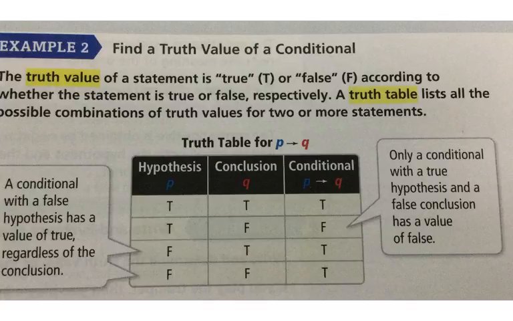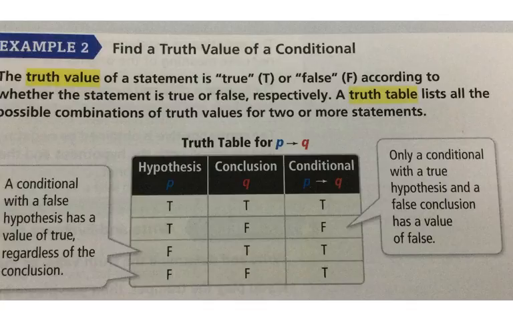Okay? So let's read what they say here. A conditional with a false hypothesis has a value of true, regardless of the conclusion. So that's what I said here. If what we hypothesize is false, then the conditional is always true. Then only a conditional that has a true hypothesis and a false conclusion has a value of false. So again, that would be like something we could make a counterexample for.